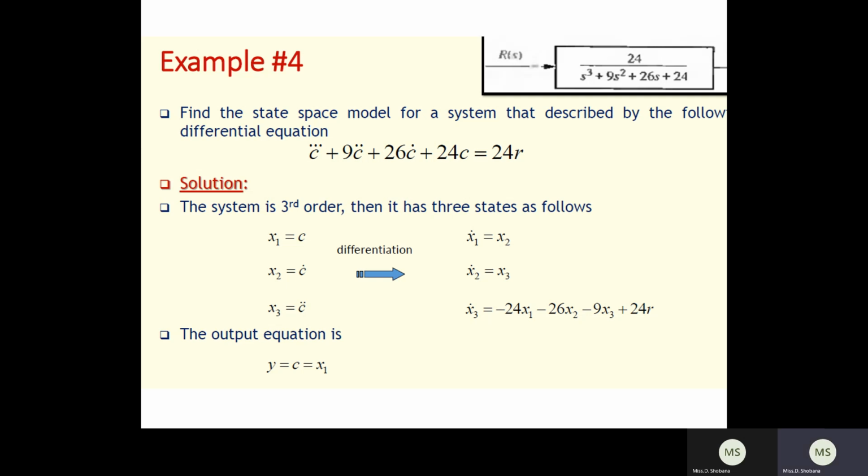Here you can see c triple dot, therefore three state variables will be available. The first state variable is x1, c dot is considered as the second state variable, and c double dot is considered as the third state variable. Substitute that into the equation and you get x3 dot is equal to minus 24 x1 minus 26 x2 minus 9 x3 plus 24 r. That is x3 dot. x2 dot is nothing but x3, and x1 dot is nothing but x2.